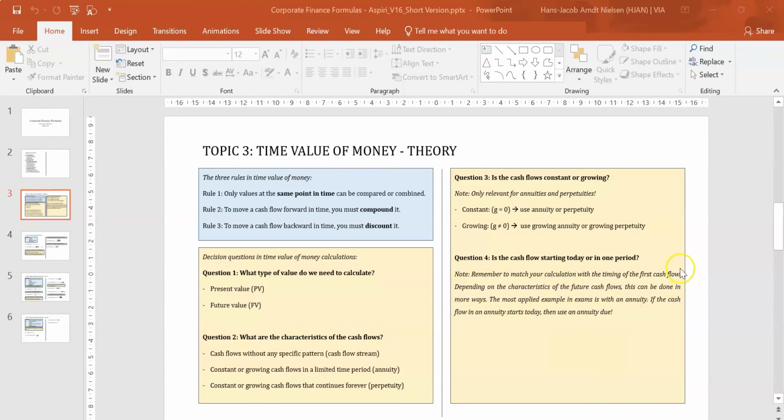Just remember that you have to make adjustments based on whether the cash flow is starting today or in one period. And that also is true for cash flows without any patterns. It just means that if we're finding the present value, for example, we would not discount the first cash flow because it is already at the present time.